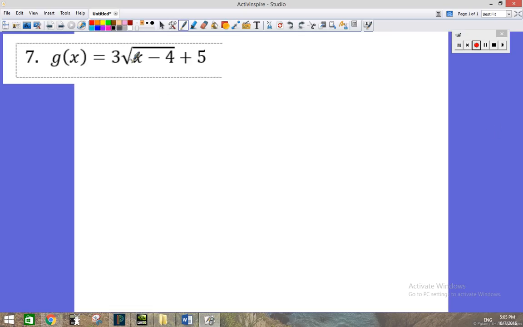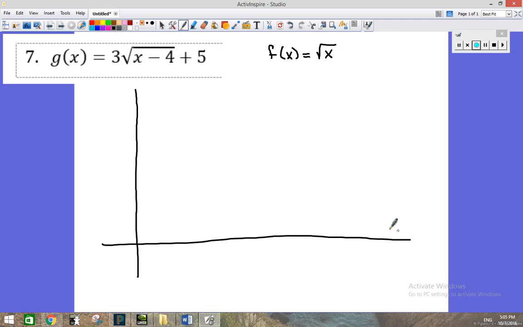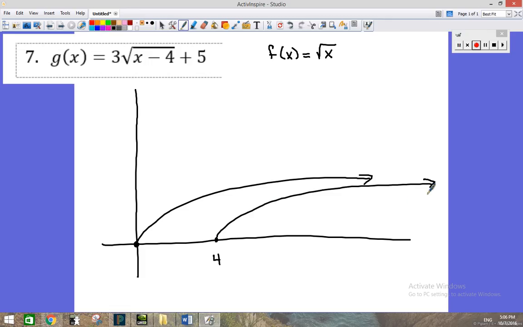when I look at this, I see that this is a transformation on a parent function of the square root function. I know that I have a parent function, the square root of x, and that this graph has been shifted to the right 4 units, then vertically stretched by a factor of 3, and then shifted up 5 units. So if I think about what this is going to look like, originally the square root function looks roughly like that. Well, the minus 4 is going to actually shift it to the right 4 units.